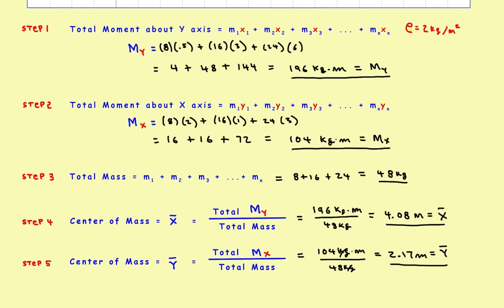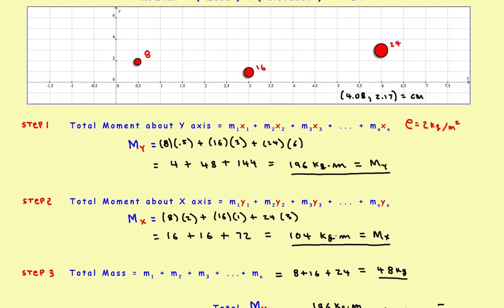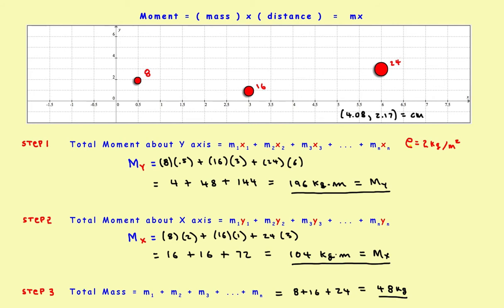Now, we've got this down. Let's go ahead and write those on our grid up here. So the x coordinate of the center turned out to be 4.08. And the y coordinate is 2.17. So that is going to be the center of mass. Let's go ahead and plot that on our system and see where that is. I think I'll do it in green.